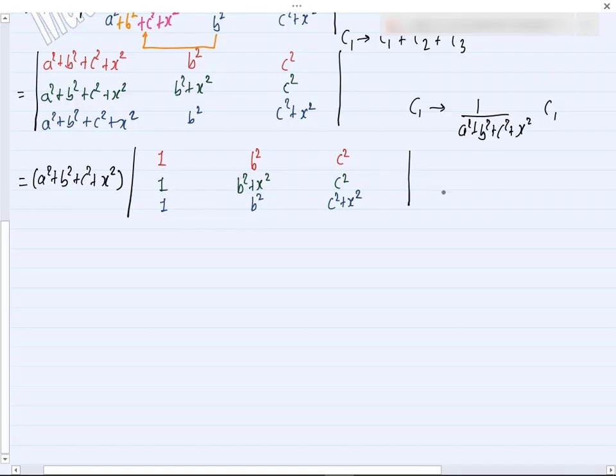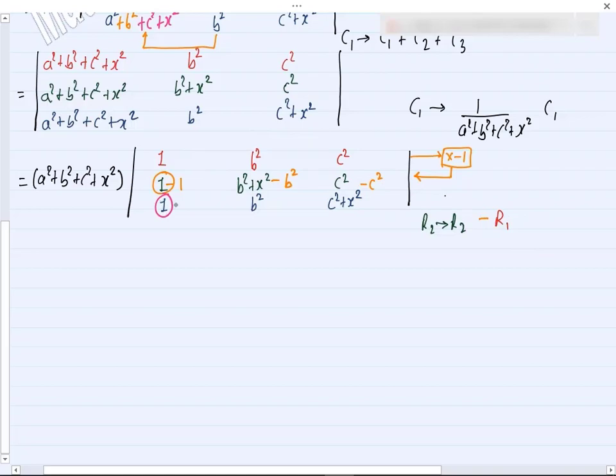Let's use the first row to get 0 using the operation R2 gives R2 minus R1. That means you have to multiply minus 1 with the first row and add into the second row. So 1 minus 1 is 0, then minus b square and minus c square.